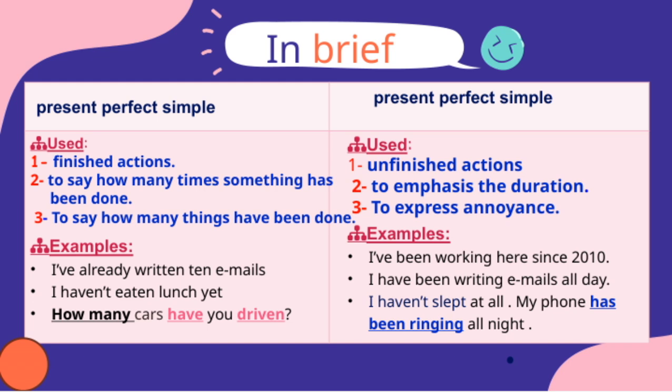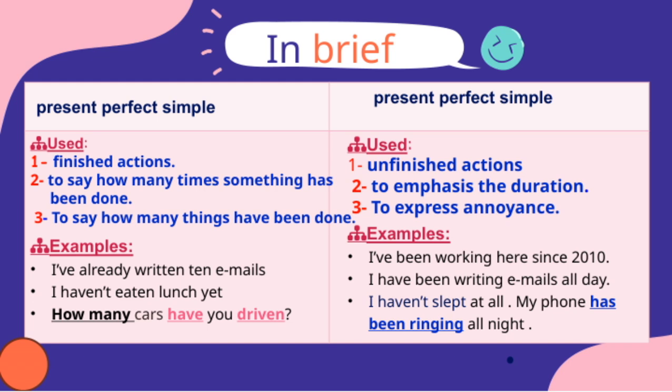Now, shifting to the use of the present perfect simple tense. This tense is mainly used for completed actions, things that are finished. For example, I've already written 10 emails tells us that the action is complete, and the number gives us an idea of how many times I've done it. We also use it to talk about actions that haven't happened yet, as in, I haven't eaten lunch yet. Additionally, it's useful for asking about the number of times something has happened, like, how many cars have you driven?